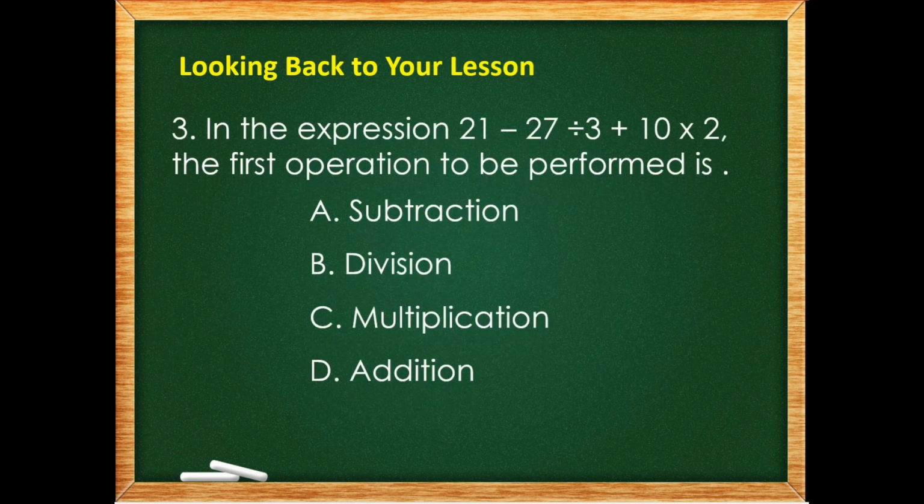For question number 3, in the expression 21 minus 27 divided by 3 plus 10 times 2, the first operation to be performed is A. Subtraction, B. Division, C. Multiplication, or D. Addition. So the question is the first operation to be performed. The first operation is, yes, letter B, division.